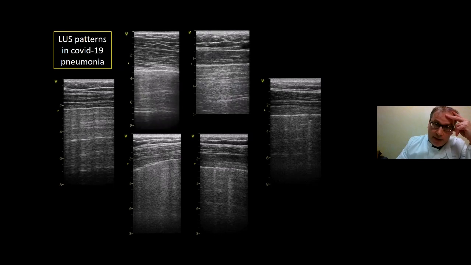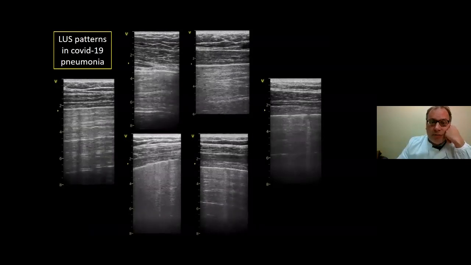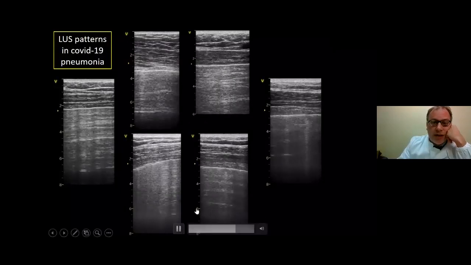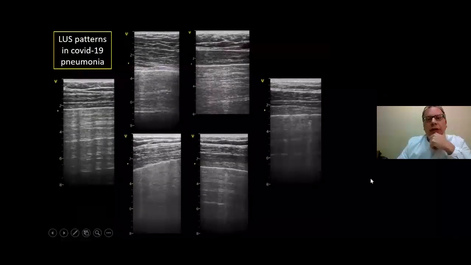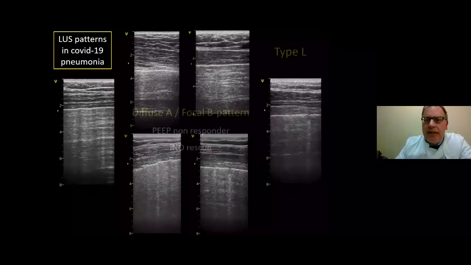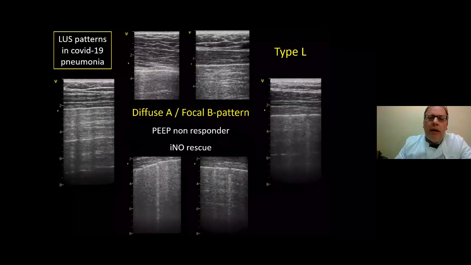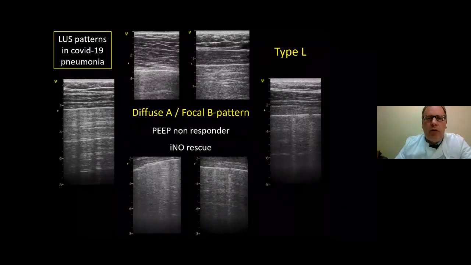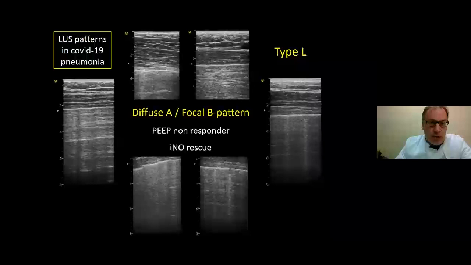This is a COVID-19 patient with almost all lung regions with normal lung tissue aeration, just some B lines in one posterior lung region. So if you like phenotyping COVID-19 patients, this is a type L patient. This is typically a PEEP non-responder patient. So we set low PEEP value in this patient, and we use inhaled nitric oxide as rescue treatment.